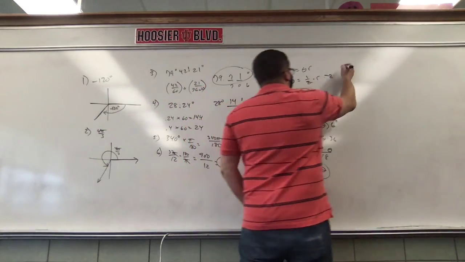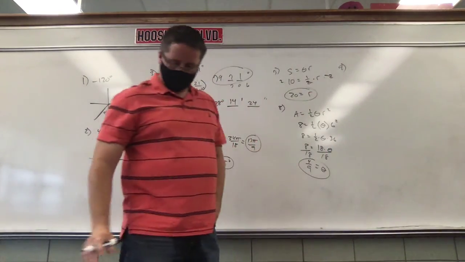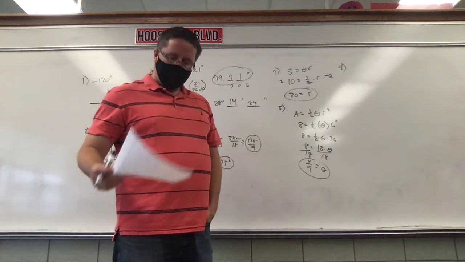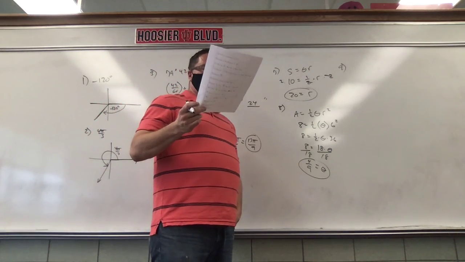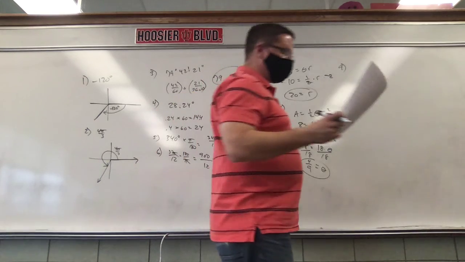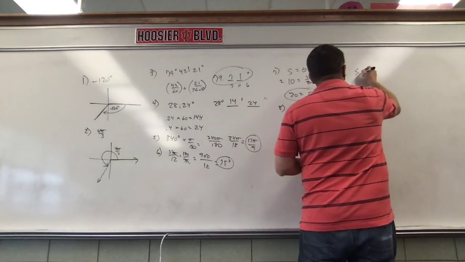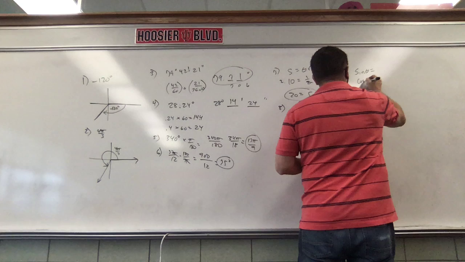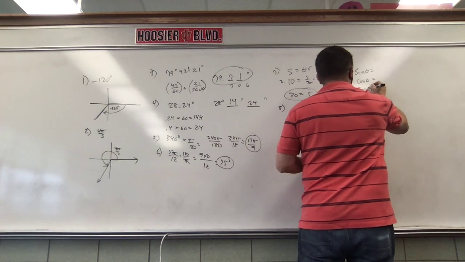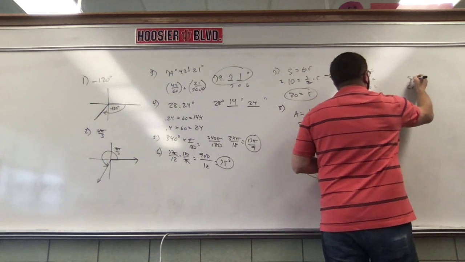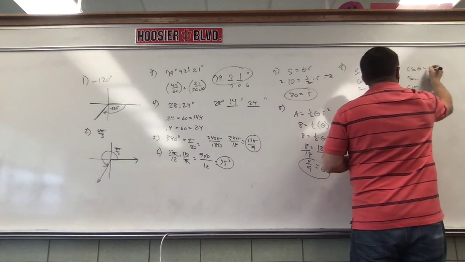All right, number 9. Okay, this point is on the unit circle. Find all 6 trig functions, okay? So, sine of theta, cosine theta, tangent of theta, cotangent, secant, and cosecant.